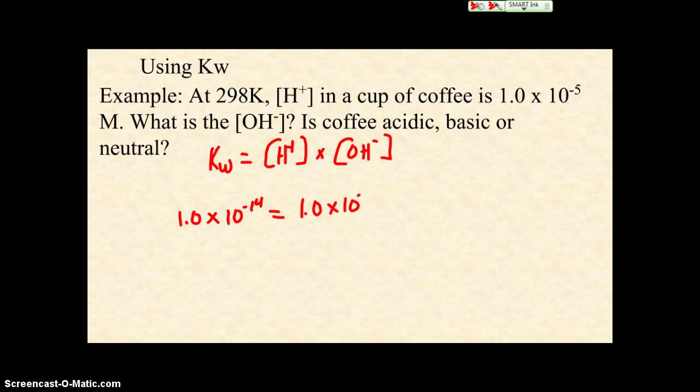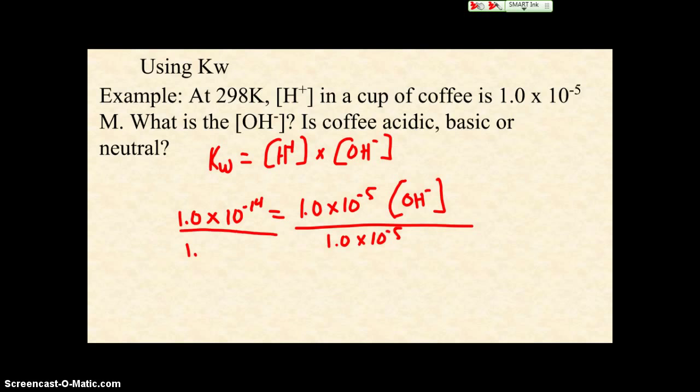And now I have 1 times 10 to the minus 5th. And I'm trying to find out my value for OH minus. So if I move my 1 times 10 to the minus 5th to the other side by dividing both sides, you can either do this on your calculator or in your head. But either way, you should come up with an OH minus concentration of 1 times 10 to the minus 9th. So the OH did go down as the H plus went up. And they still give you a product of 1 times 10 to the minus 14th.